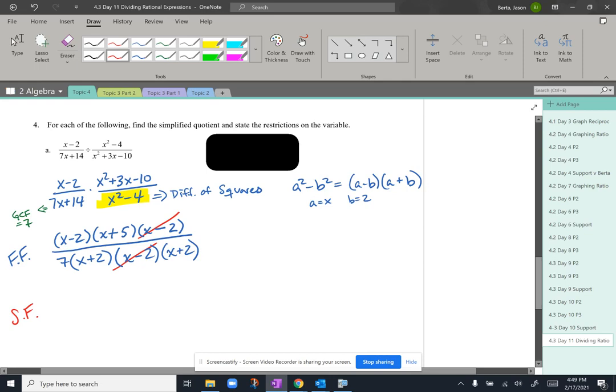So my simplified form, it's going to look like this. I'll keep the numerator in factored form like that. And then in the denominator, I'm actually going to put x plus 2, instead of writing both of them, I'll put a squared. That's how I'll write my simplified form.